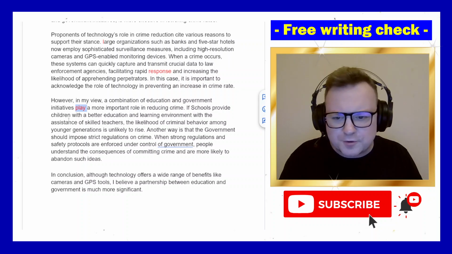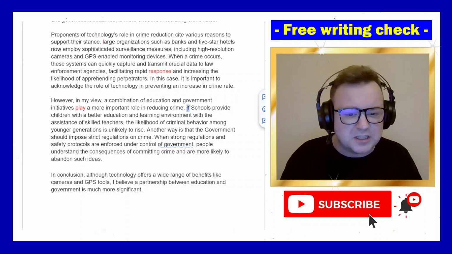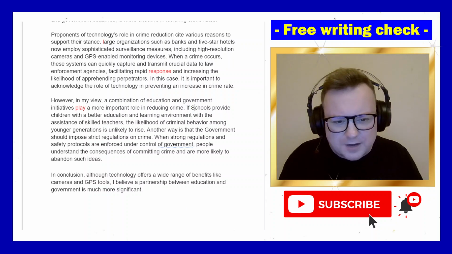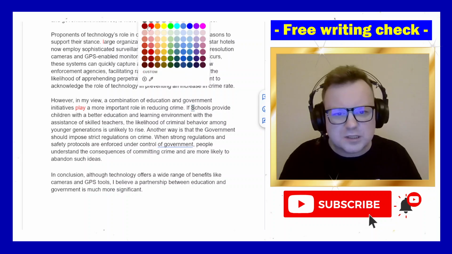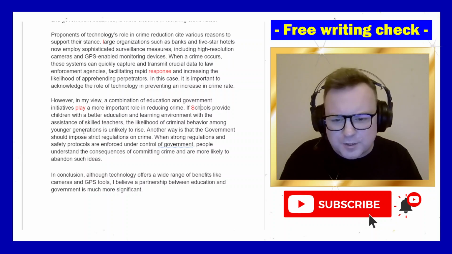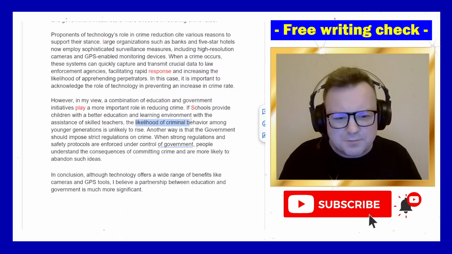If schools provide children, so using a conditional as an example, that's fine. We don't even need a cohesive device, that's fine. If schools provide, I don't know why we have a capital letter with schools. That's not how we use capitalization. If schools provide children with a better education and learning environment with the assistance of skilled teachers, again, the likelihood of somebody.